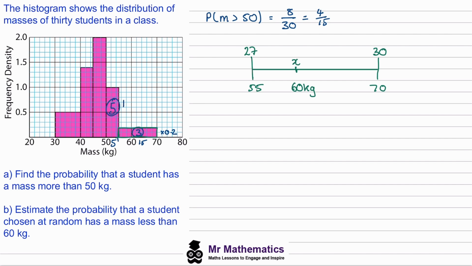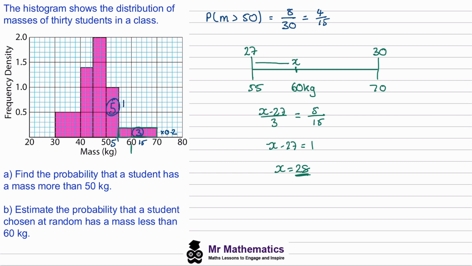So using interpolation, X minus 27 as a fraction of 30 take away 27, so 3, will equal this distance, 60 take away 55, as a fraction of 70 take away 55. We'll move this 3 to the right-hand side. We'll get 15 over 15. So X minus 27 will equal 1. Then we'll add the 27 to both sides. So X will equal 28.